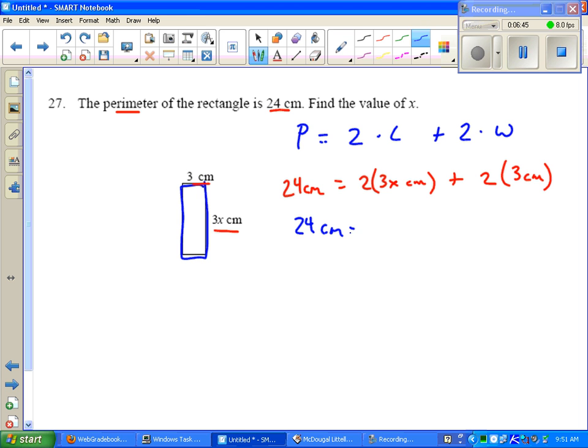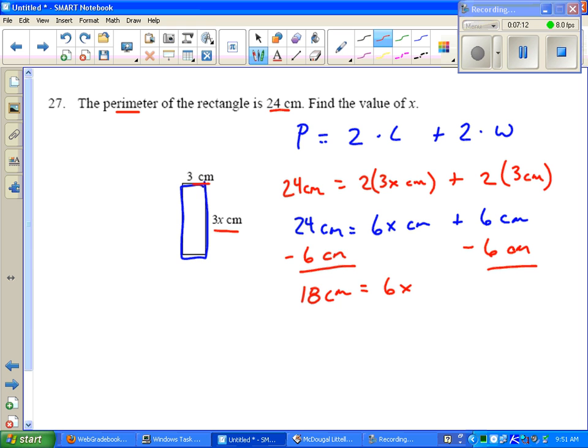24 centimeters equals 2 times 3x will be 6x centimeters. Plus 2 times 3 centimeters is 6 centimeters. So we have 24 centimeters. We can get rid of plus 6 centimeters by subtracting it. If you subtract it on the right, subtract 6 centimeters on the left. 24 minus 6 is going to give us 18 centimeters. Equals 6 times x centimeters, and these will cancel out.